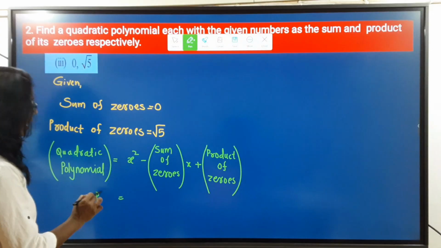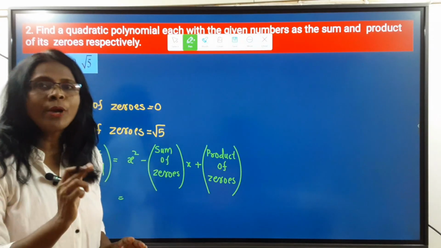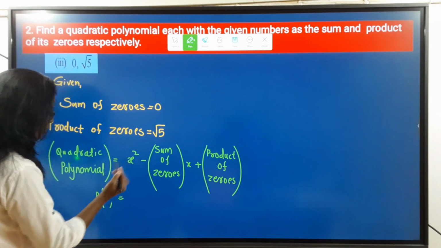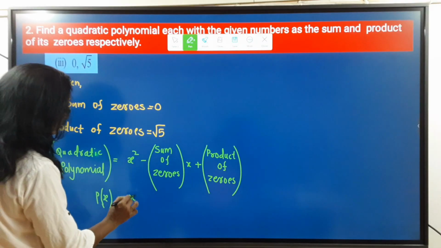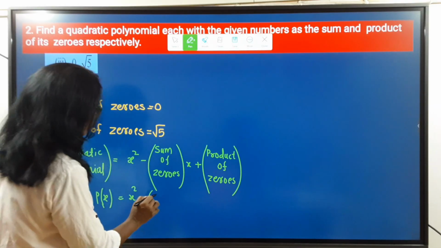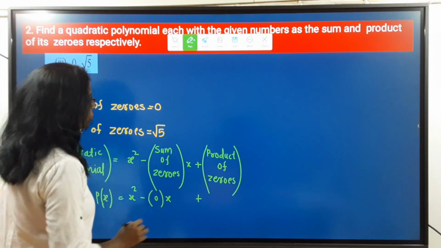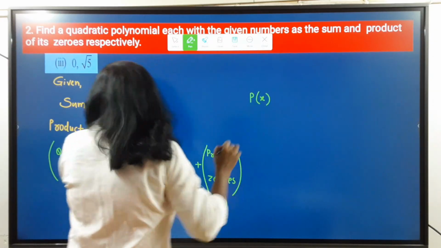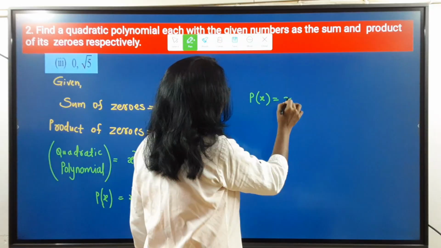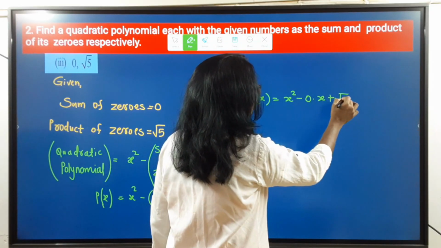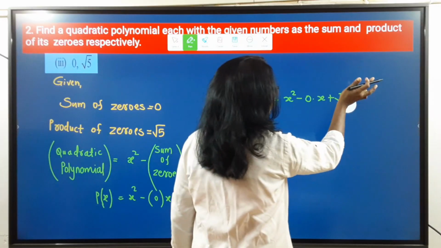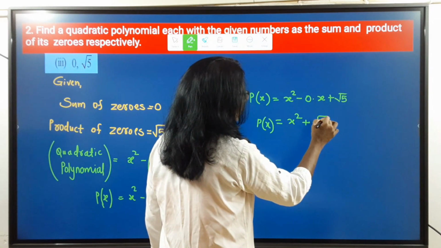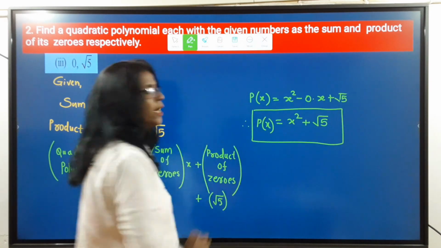So for the quadratic polynomial, I write this quadratic polynomial with respect to x students. So p of x is equal to x square minus sum of zeros x plus product of zeros, that is root 5. Then here students, final answer is p of x is equal to x square minus 0x plus root 5. So that means here students, p of x is equal to x square plus root 5. So this is our required quadratic polynomial students.